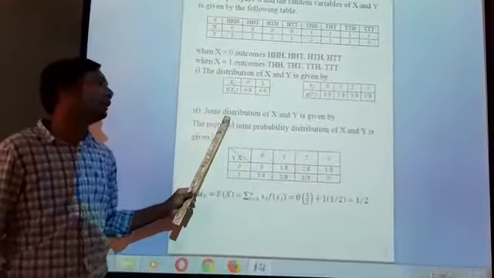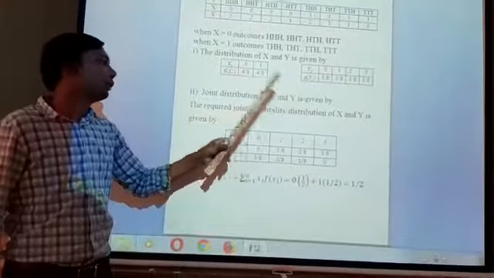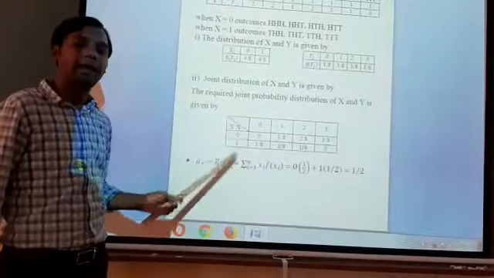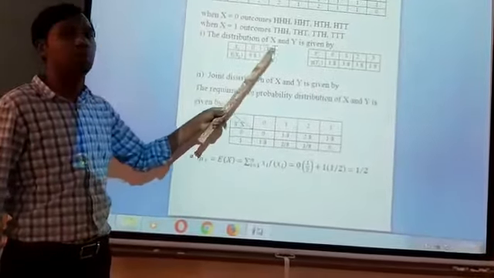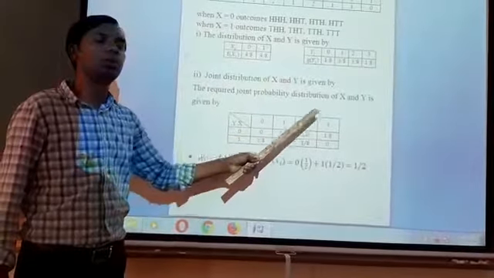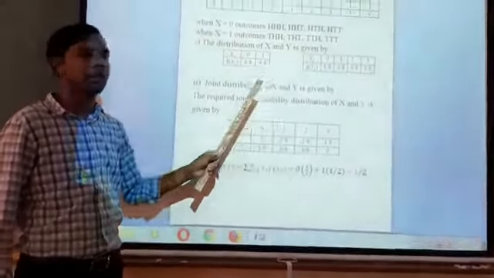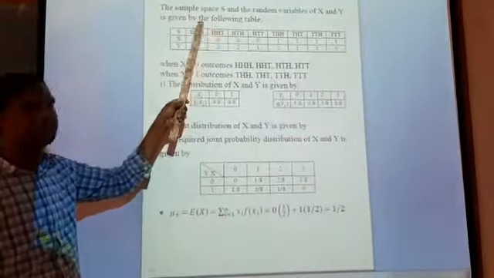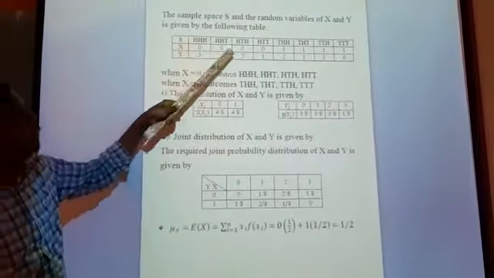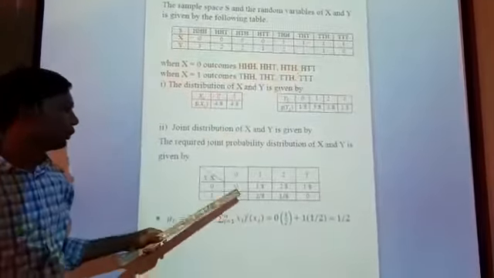Let us find the joint distribution of x and y. So we prepare the table. It has a y element and an x element. The x element only contains 2 values, that is 0 and 1. y contains 0, 1, 2, 3. So let us prepare the joint distribution table by using this sample space. So x is 0, y is 0, check the possibility. There is no x 0, y 0, so 0.